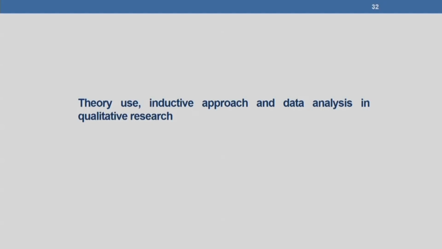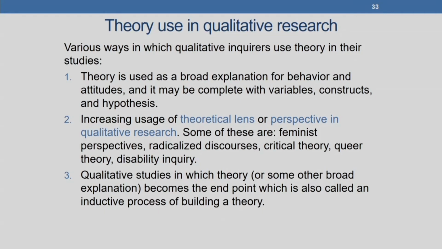So, with this, now let us move on to the last part of the introduction to qualitative research methods, where we look at what we mean when we say that there should be theory use, what the inductive approach is, data analysis, and ultimately how we write up the qualitative research that we have begun. Now, when we say that there is a prime importance of theory use in qualitative research, there are various ways in which qualitative inquirers use theory in their studies. One of the first is that theory is used as a broad explanation for behavior and attitudes, and it may be complete with variables, constructs, and hypotheses.